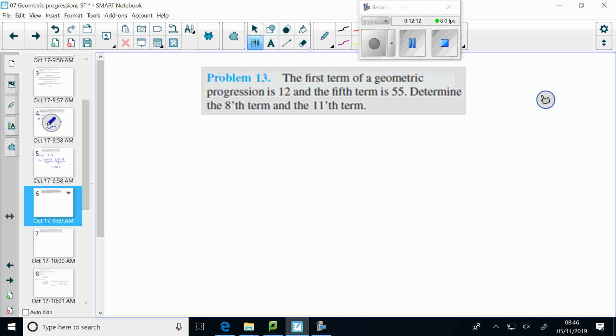First term of a geometric progression is 12, and the fifth term is 55. Determine the 8th and the 11th terms. So, a is equal to 12, and the fifth term is 55. Determine the 8th term and the 11th term. How are we going to do that?